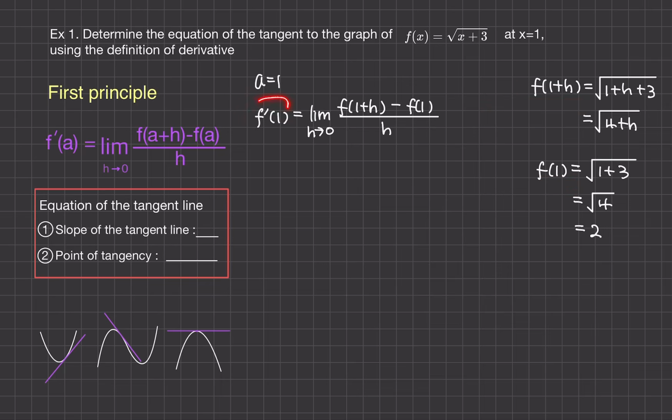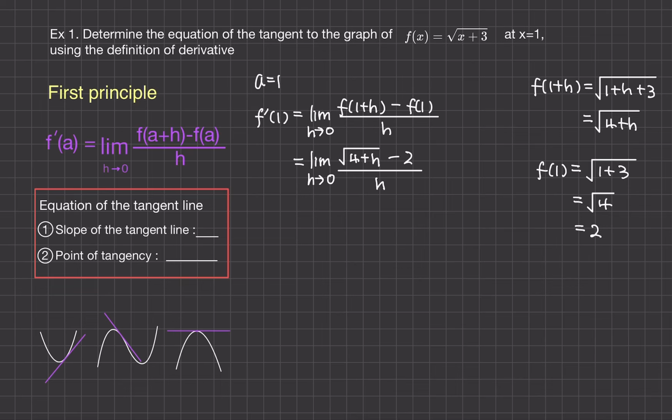Then the slope of the tangent line is limit as h approaches 0, f of 1 plus h is square root 4 plus h, square root 4 plus h minus f of 1 is 2, 2 over h.